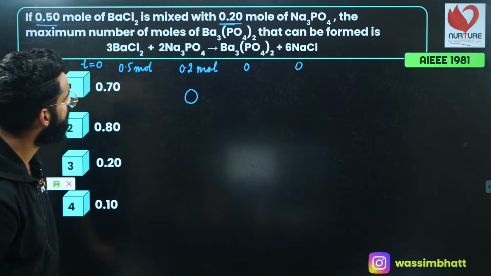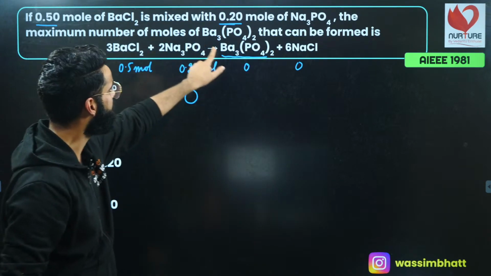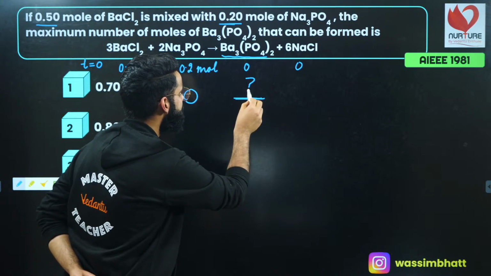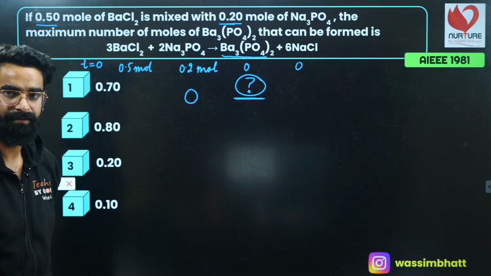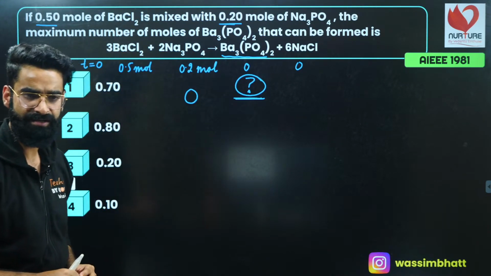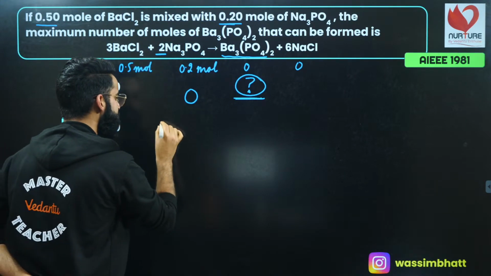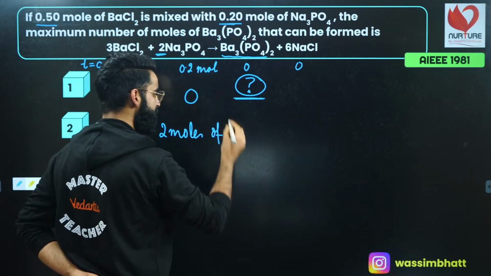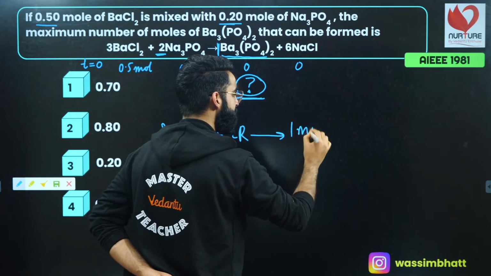What am I supposed to calculate? I'm supposed to calculate the maximum moles of Ba3(PO4)2 that can be formed. I'm basically supposed to calculate the moles of Ba3(PO4)2 that has got formed, right? Yes. Now people, if you remember, as per your limiting reagent concept, the entire product is decided by the limiting reagent. Which one is the limiting reagent? Na3PO4. Now I'll be using the stoichiometry of Na3PO4. I can say 2 moles of my limiting reagent, which is Na3PO4, gives 1 mole of Ba3(PO4)2.